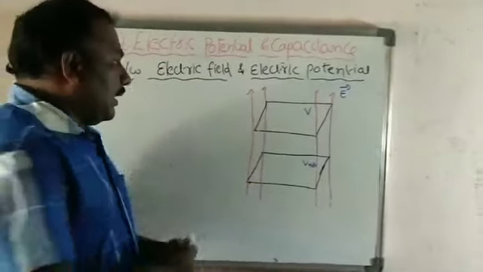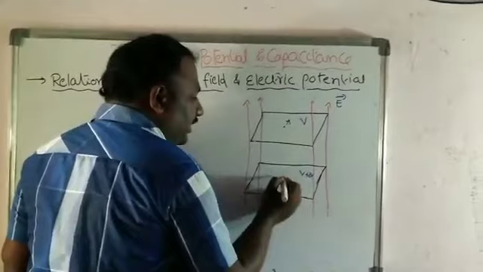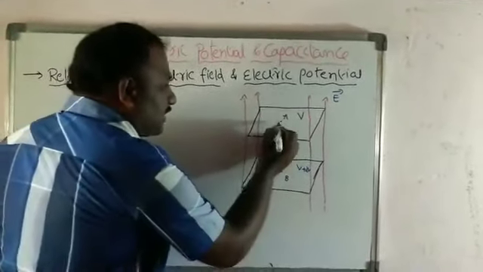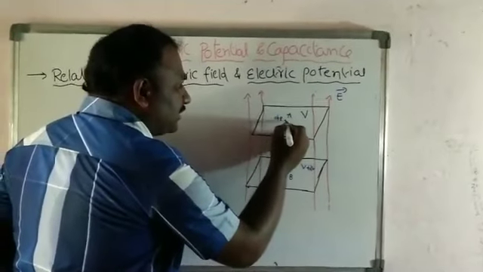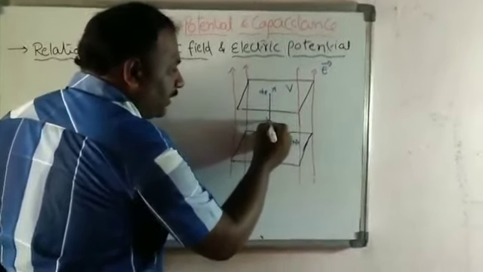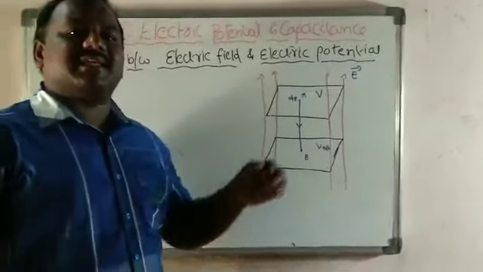Now a small charge, we are assuming this is point A, this is the point B on the second surface. A small charge dq is moving from point A to point B. Here work is always done against the electric field.